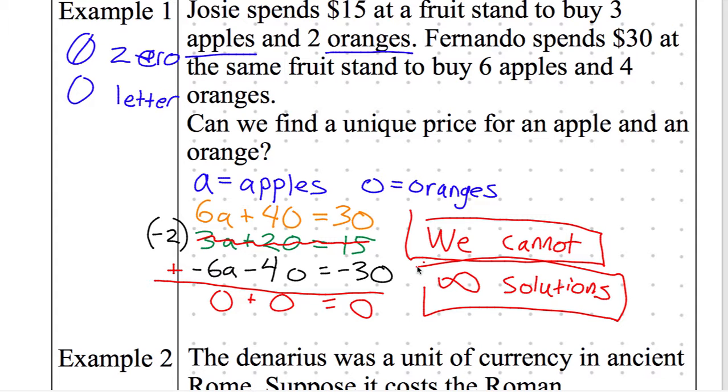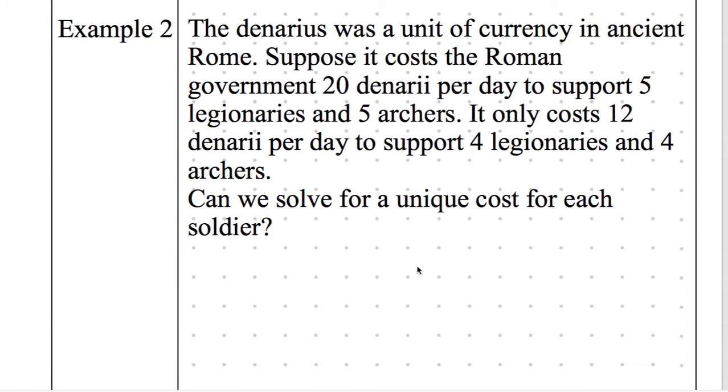Okay, let's go to example 2. I need another quiet raised hand. Who can read example 2 for us? Yeah, go for it, Jess. What is that second one? Oh yeah, so denarius. The denarius was a unit of currency in ancient Rome. Suppose it cost the Roman government 20 denarii per day to support 5 legionaries and 5 archers, and only cost 12 denarii per day to support 4 legionaries and 4 archers.